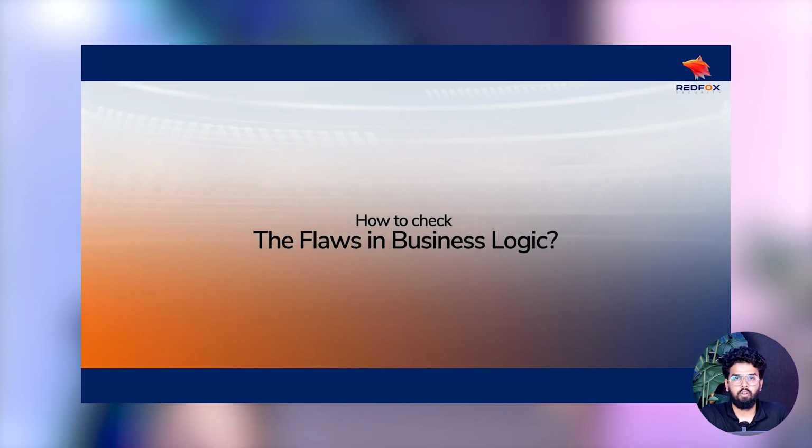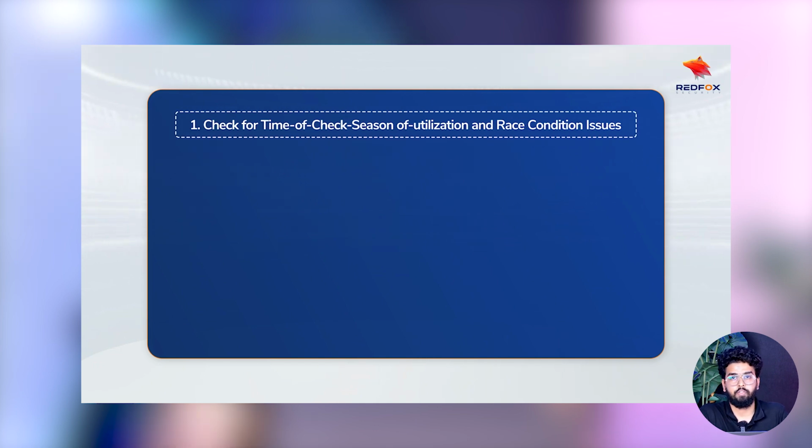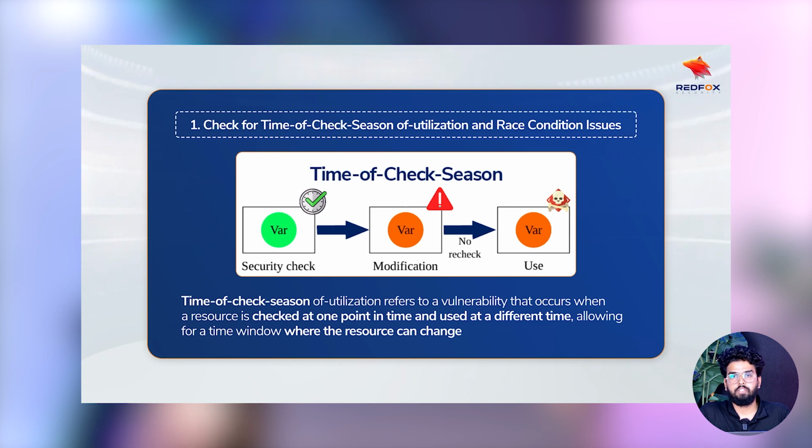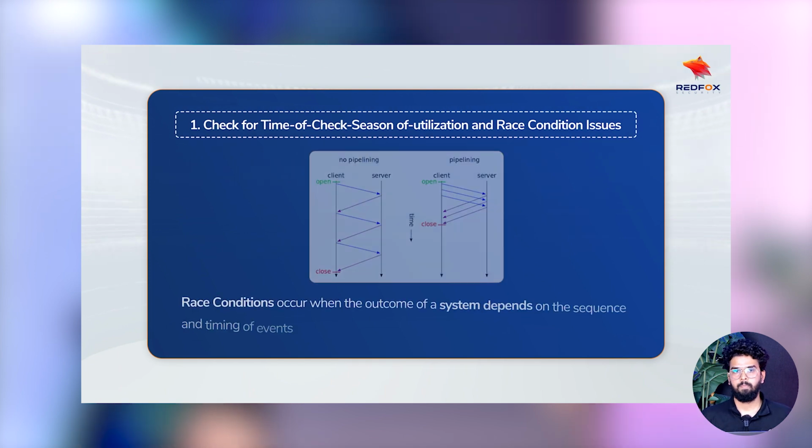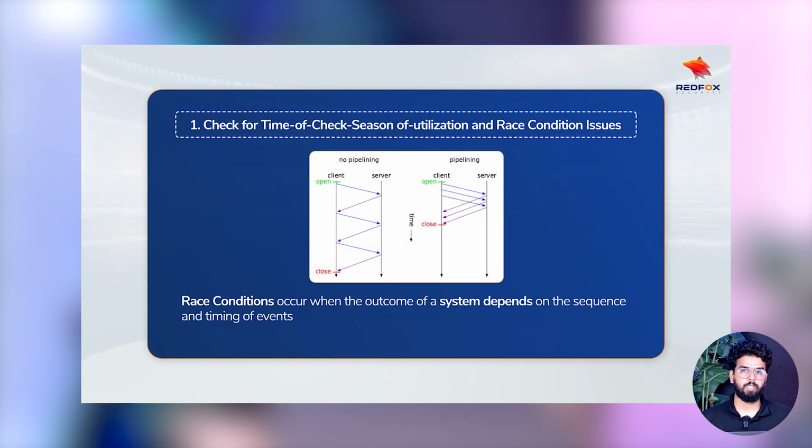How to check the flaws in business logic? First one is to check for time of check to time of use and race condition issues. Time of check to time of use refers to a vulnerability that occurs when a resource is checked at one point in time and used at a different time, allowing for a time window where the resource can change. Race conditions occur when the outcome of a system depends on the sequence and timing of events.